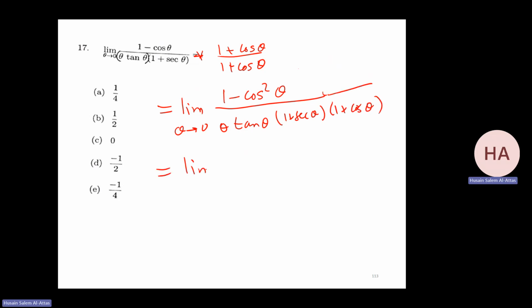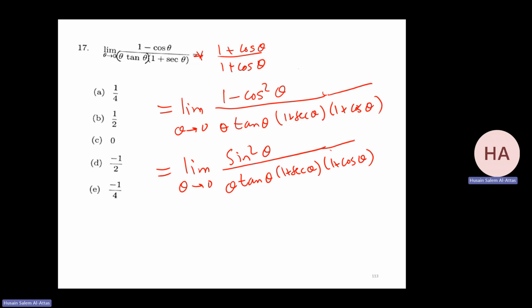Okay. What is 1 minus cosine squared? It's sine squared. Over theta. Tan theta. 1 plus secant. 1 plus cosine. Okay. Now sine theta, I have one sine, I take it with theta, that will give me 1. And I need to check sine theta over tan theta. What is this? Sine theta over tan theta. That will be sine over sine over cosine. So sine with sine cancelled, I have cosine theta.